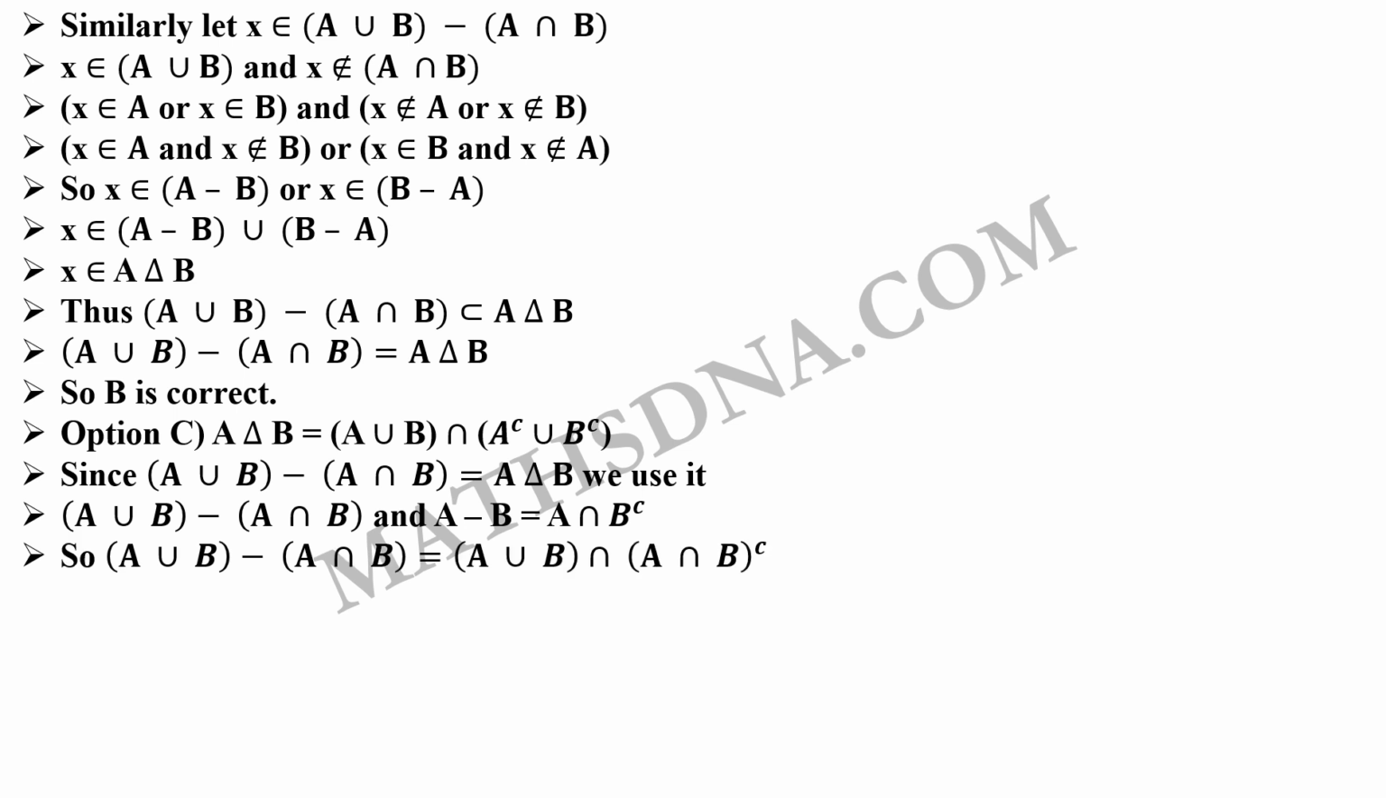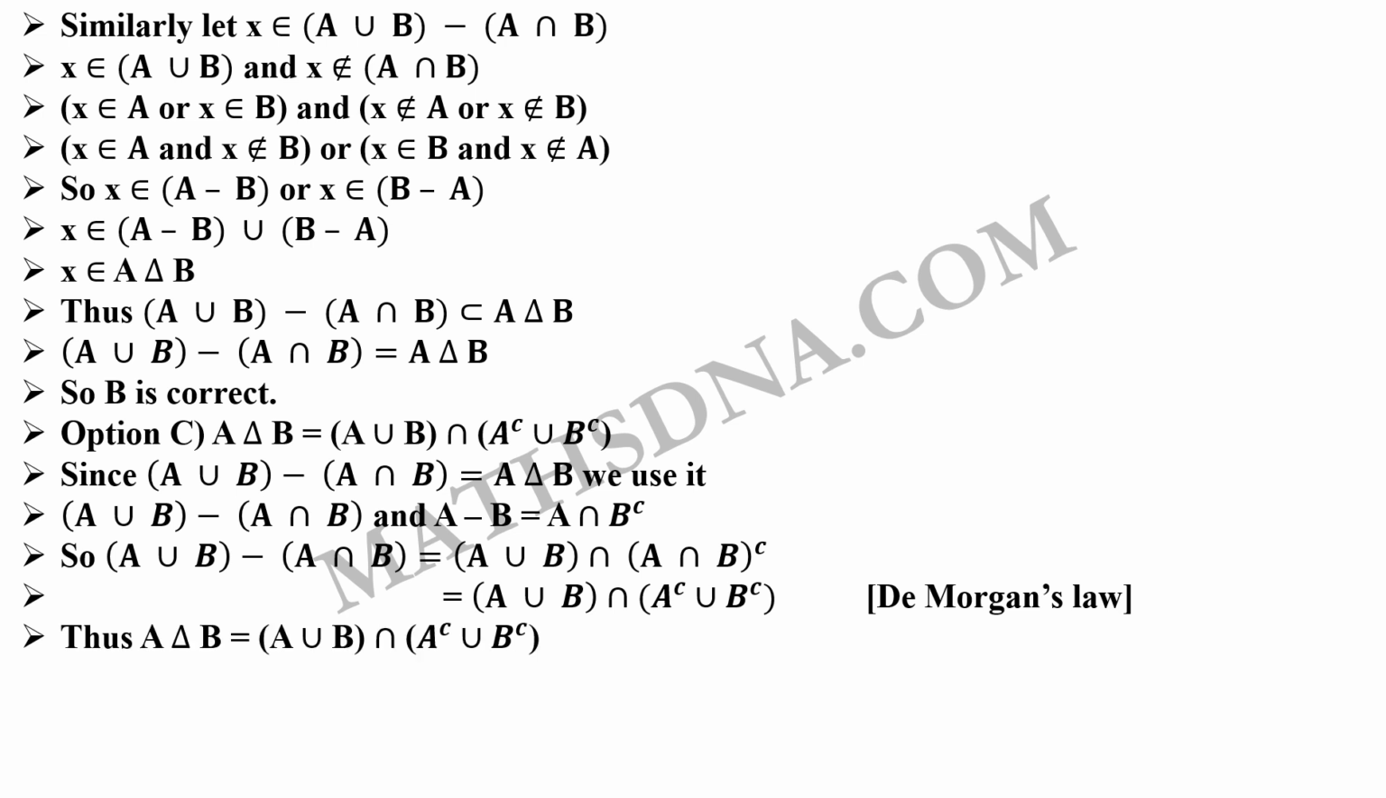That gives us A union B minus A intersection B equals A union B intersection A intersection B whole complement. And now applying De Morgan's law over here, A union B intersection A complement union B complement. That is nothing but A delta B. Thus option C is also correct, and thus options A, B and C, three of them, are correct.